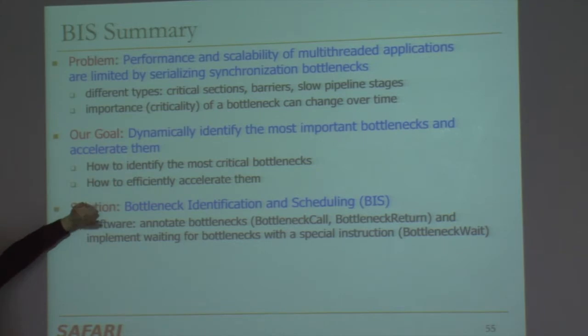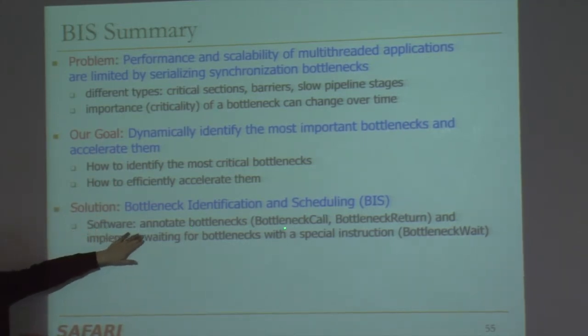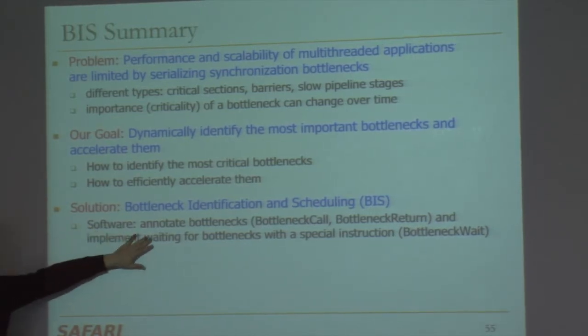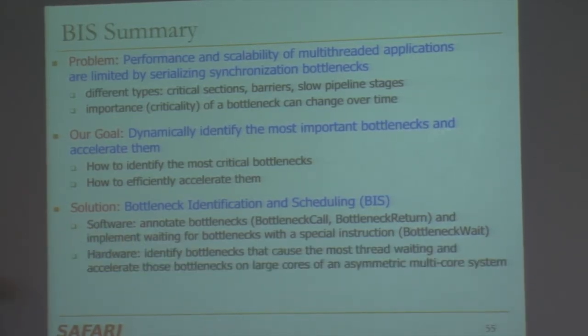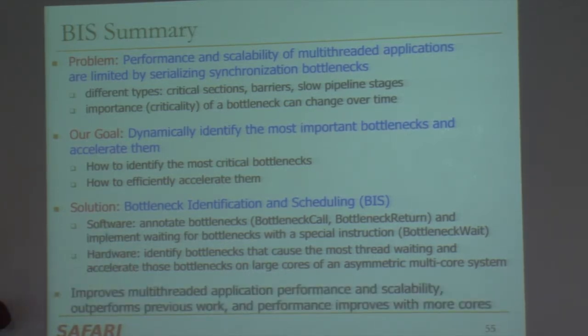So software annotates the bottlenecks somehow with bottleneck call and bottleneck return instructions, and implements waiting for bottlenecks with a special instruction called bottleneck wait. If you used mwait at Intel, this is a glorified version of mwait, if you will. If you haven't used it, don't worry. So the hardware identifies the bottlenecks that are causing the most thread waiting. This is difficult to do in software. Hardware identifies the ones that are the most important bottlenecks and accelerates those bottlenecks on large cores of an asymmetric multi-core system. And we'll see how the hardware-software communication is done.